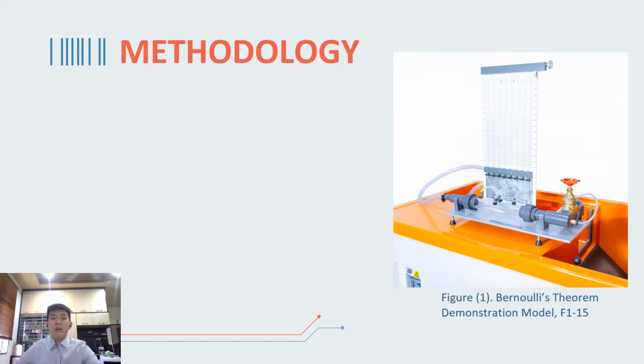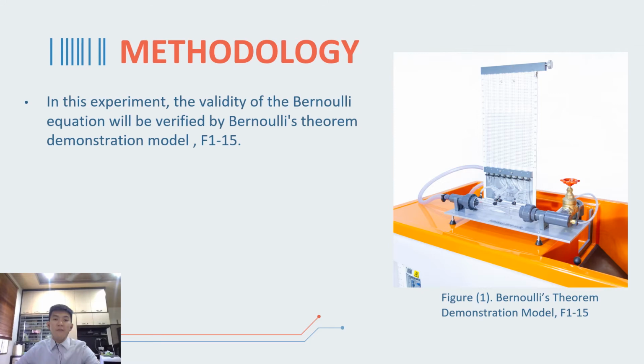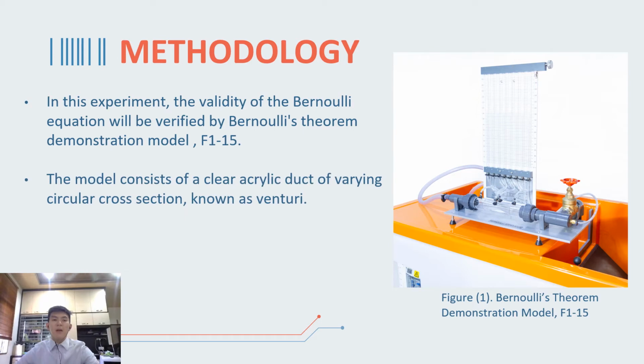The methodology of this experiment. In this experiment, the validity of the Bernoulli equation will be verified using the Bernoulli theorem model F115. A series of rod tappings allow measurements of the static pressure distributions along the converging duct. These tappings are connected to a manometer bank incorporating a manifold with an air bleed valve. Pressure rise of the manometer is facilitated by a hand pump.